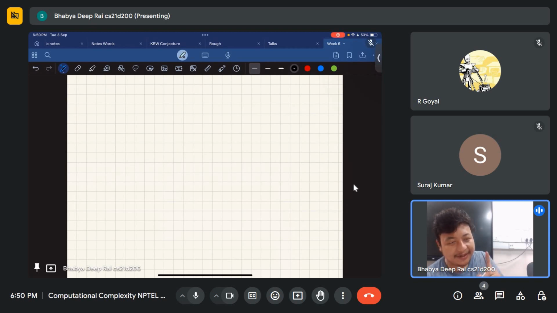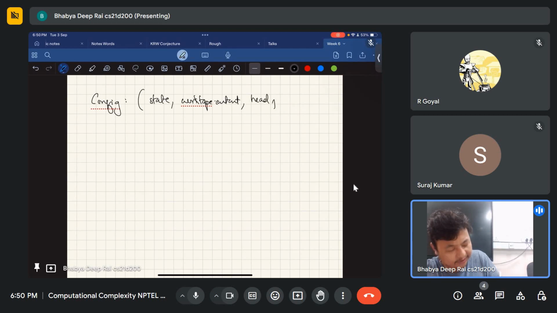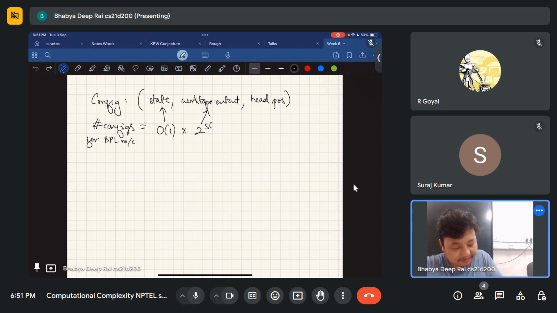Now that is what we have, right? Now think of the configuration graph of the BPL machine. Last time I had come to this also. So what will the configuration graph have? What does a configuration look like in any machine? In any machine, a configuration looks as follows. You have the current state of the machine. You have the work tape content. And you finally have the head position of the Turing machine. And how many configurations are possible? It is the number of states, which is constant, times the work tape content, which is 2 to the possible contents in the work tape, because my symbols are binary.